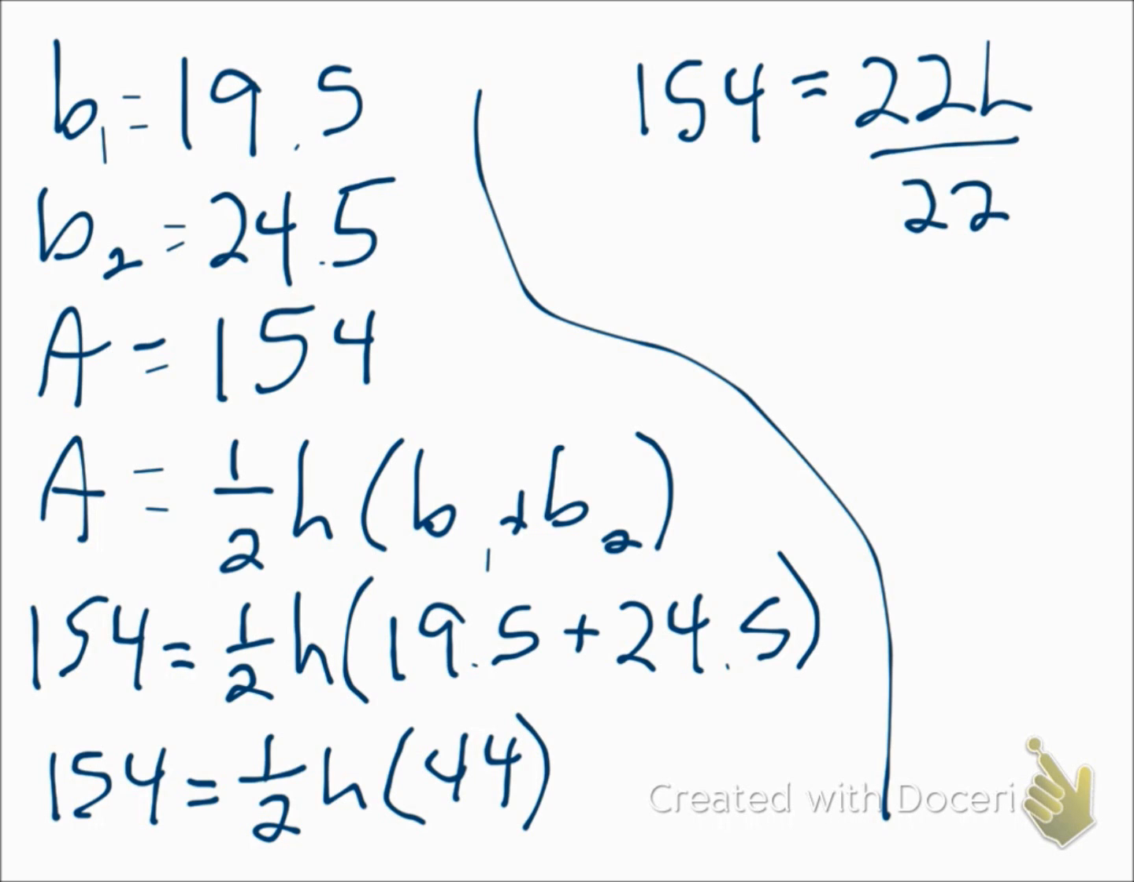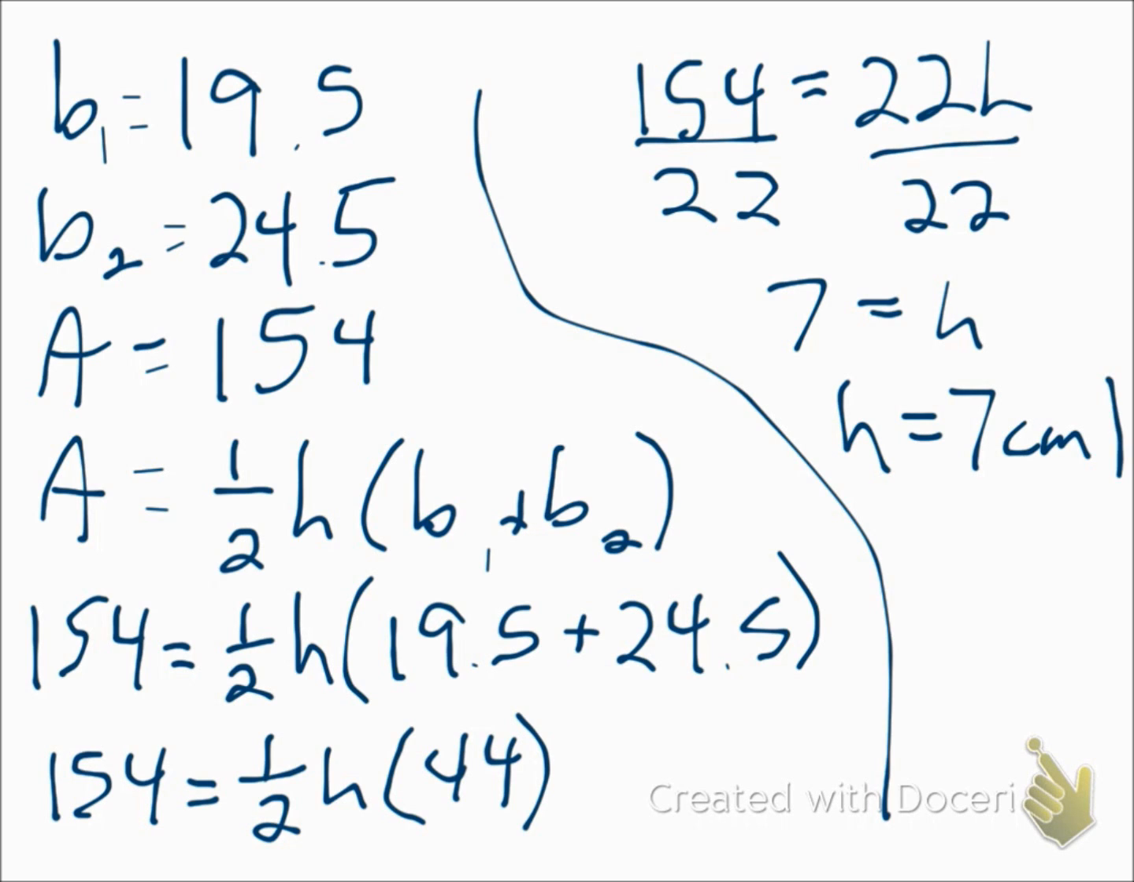Divide both sides by 22, and h is 7. So the height is 7 centimeters. Remember to substitute in the values that you know, solve for what you don't.